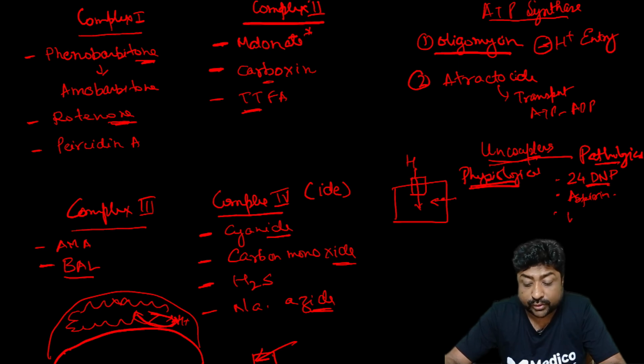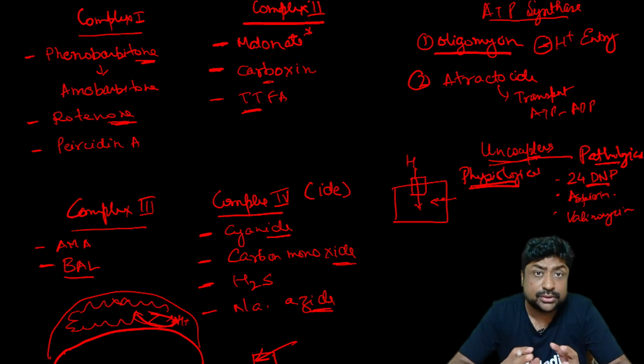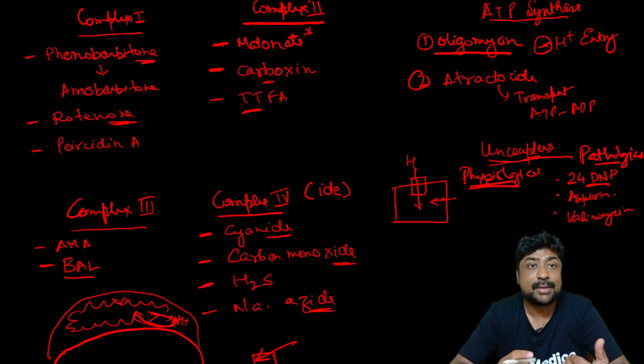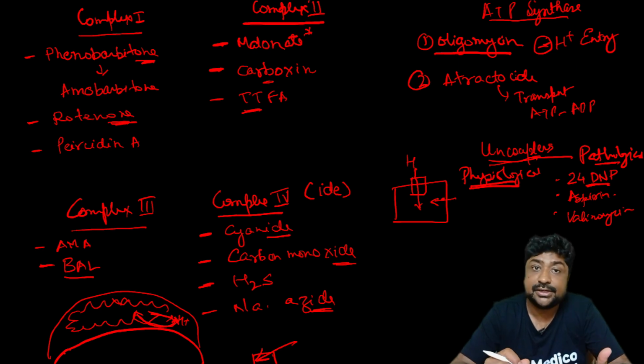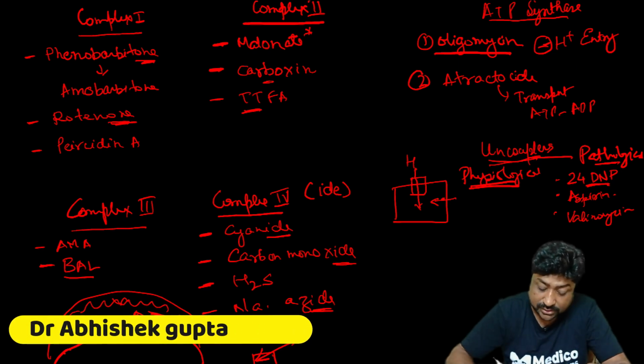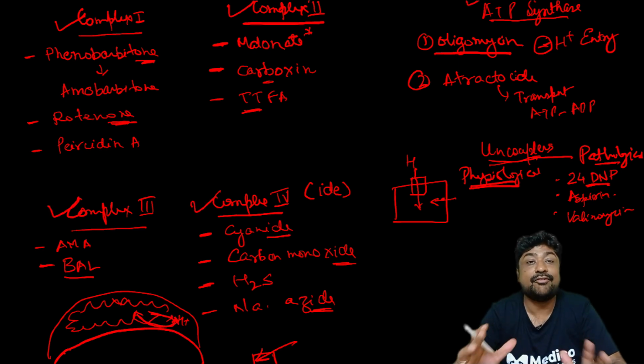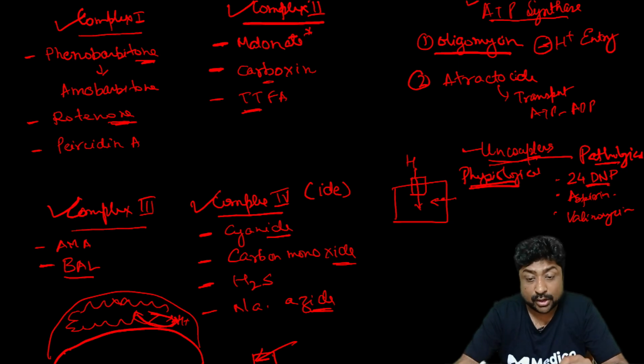A lot of questions have been asked on this single slide. If you know this, probably in every exam, either INI-CET, NEET PG, or FMG, you will be able to answer that single question. So complex 1 inhibitors, complex 2 inhibitors, complex 3 inhibitors, complex 4 inhibitors, ATP synthesis inhibitors, and uncouplers. All these are very important parts of your exam questions.